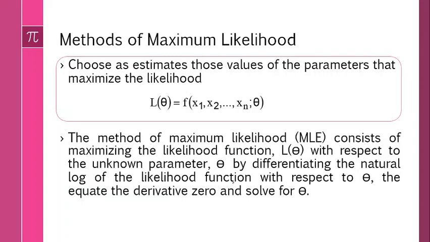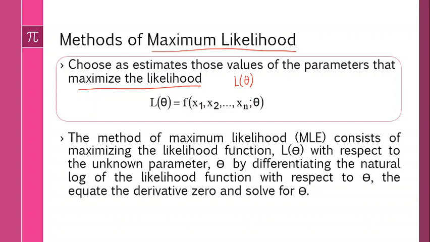Okay, let's continue with the second method to find point estimation, which is known as the maximum likelihood method. Choose as estimates those values of the parameters that maximize the likelihood or probability. So we use L(θ) to denote the likelihood of parameter θ. L of θ is equal to a function of x1 until xn with parameter θ.